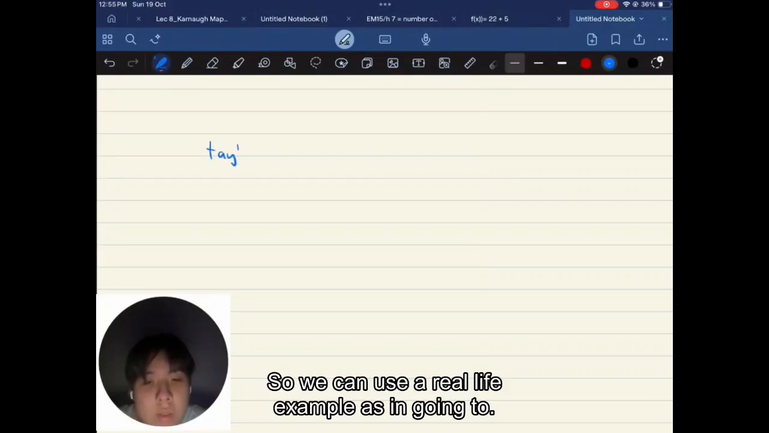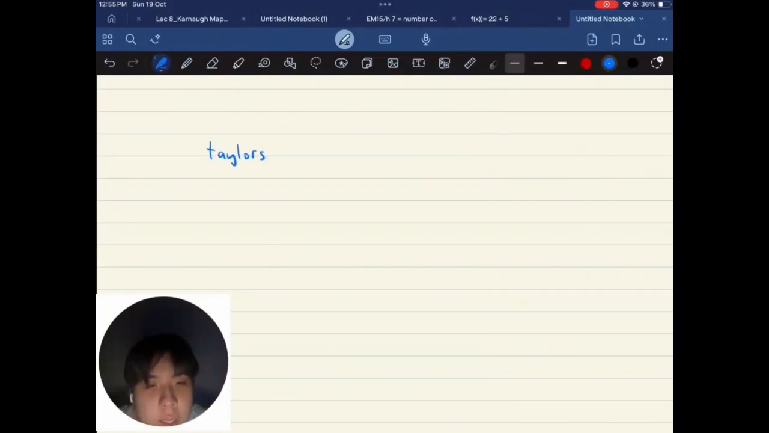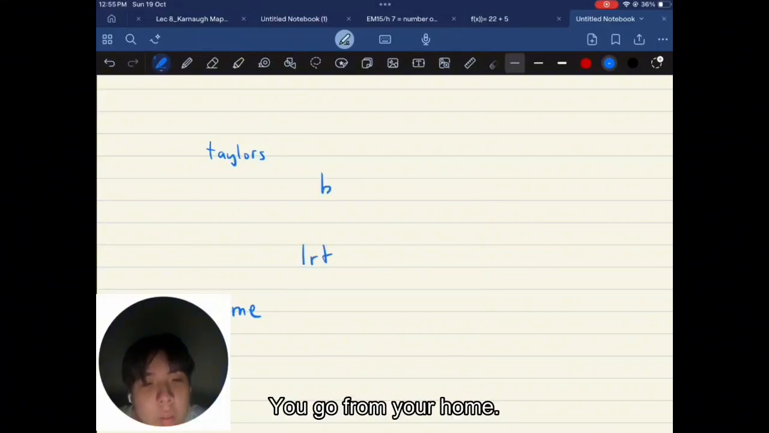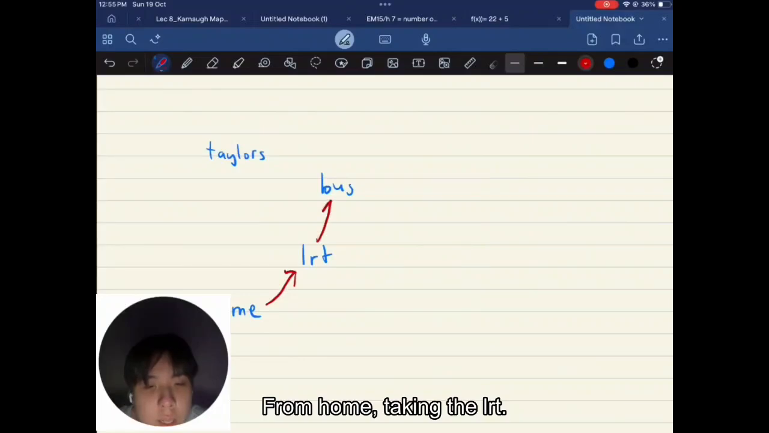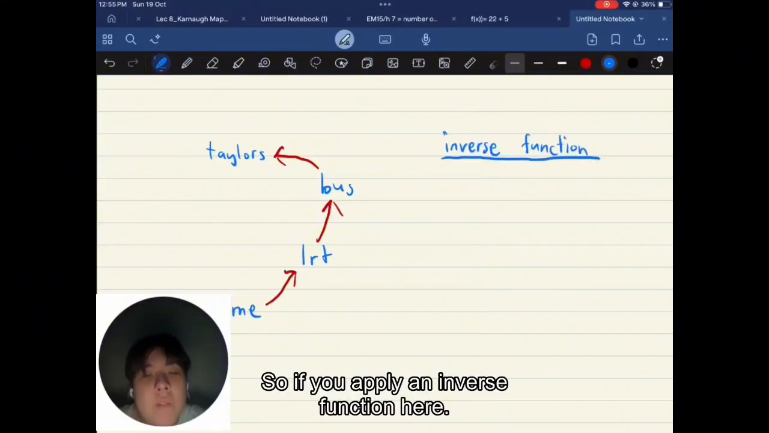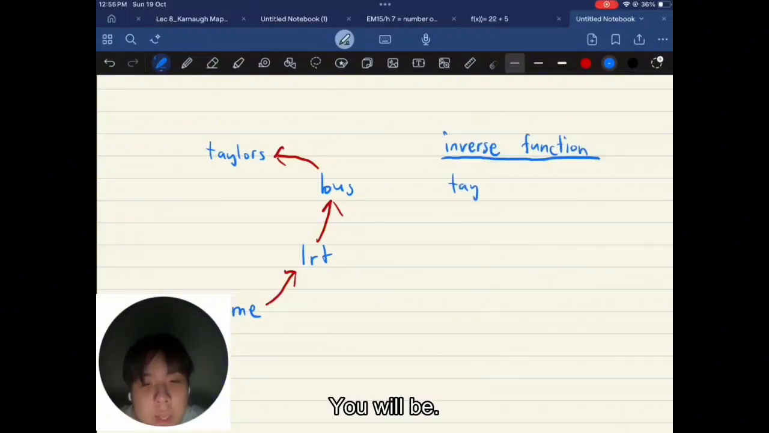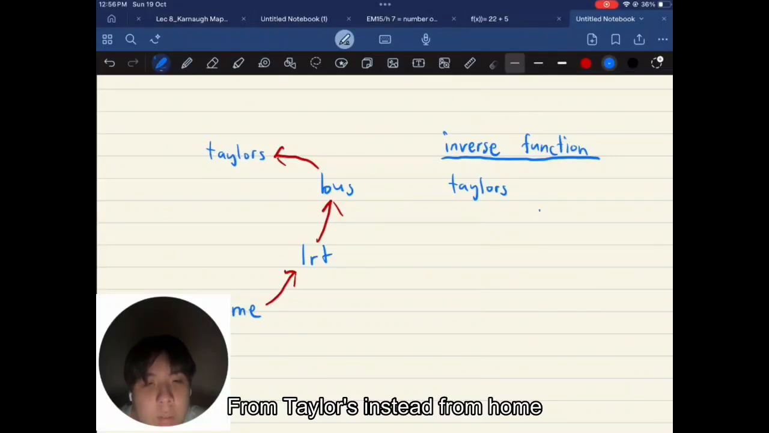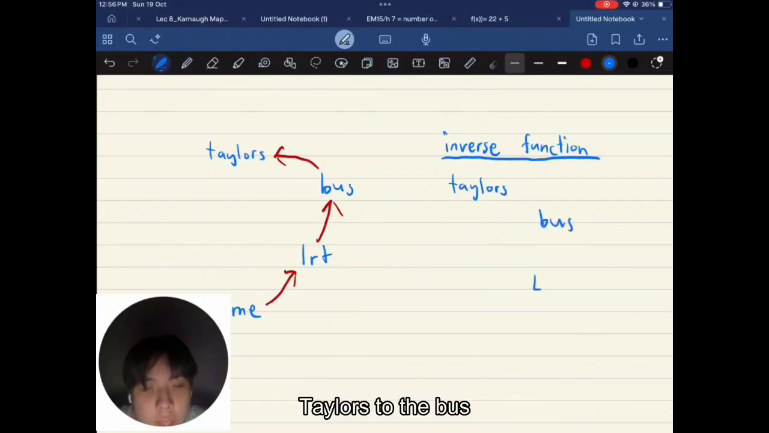We can use a real life example, such as going to Taylor's. How do you go to Taylor's? You go from your home, taking the LRT, and taking the bus, and going to Taylor's. If we apply the inverse function here, it will be from Taylor's itself back home: we go from Taylor's to the bus, and to the LRT, and to the home.